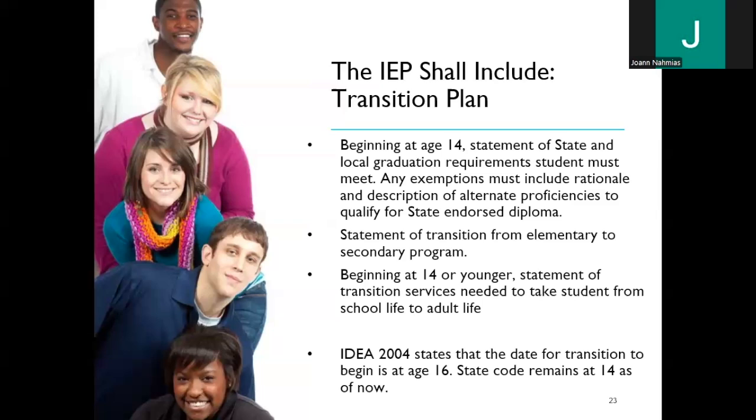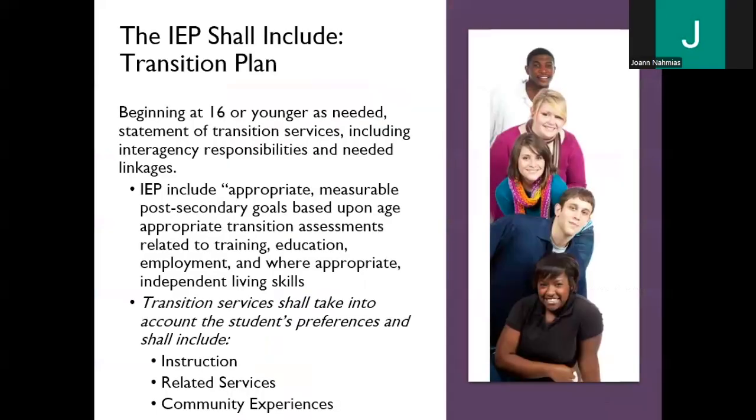IDEA 2004 states that the date for transition to begin is at age 16. However, New Jersey's state code remains at 14. So some states like New Jersey still have stricter requirements, and they require transition planning to begin at age 14. By age 16, every student's IEP must include a statement of transition services. However, schools can and should begin earlier if it's appropriate for the student, or if in a state where it is mandated by state law.